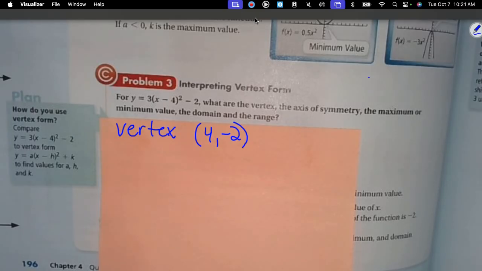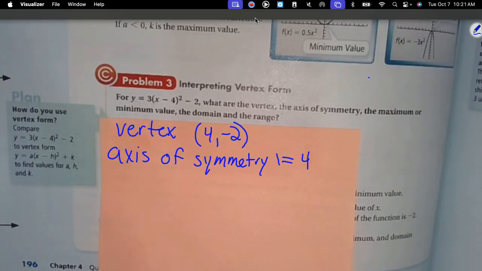Okay, what's the axis of symmetry, Hayden? It's x equals 4. That's your axis of symmetry. All you have to do once you get your vertex, when it says find the axis of symmetry, it's just the x value. That means it's symmetrical around x equals 4. It's going to go this way and then this way at x equals 4.